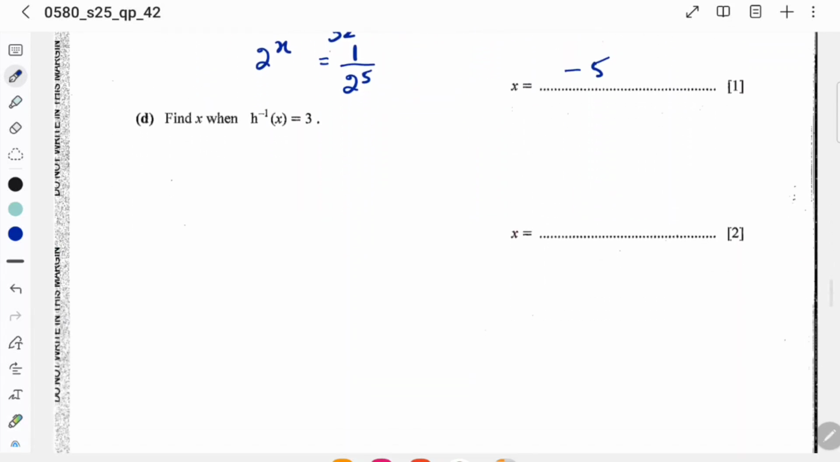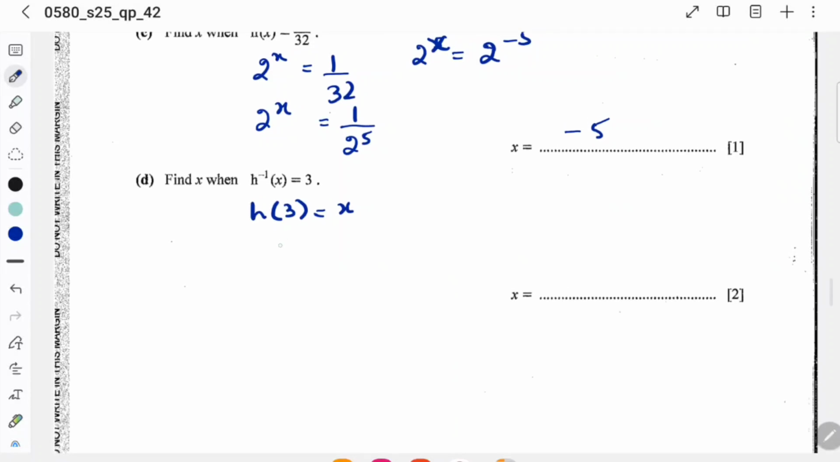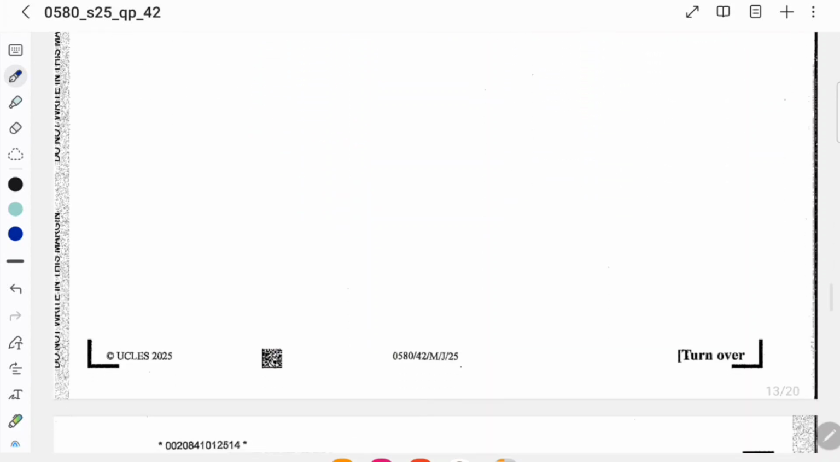Okay, the next one: find x when h inverse of x is equal to 3. It means h of 3 is equal to x. For example, h inverse of 5 is equal to 2 means h of 2 is equal to 5, like that. I have already told you this in previous function questions. h of 3 is equal to x, and h is 2 to the power of x. So 2 to the power of 3 is equal to x. Then x equals 8. Let's go to the next one.